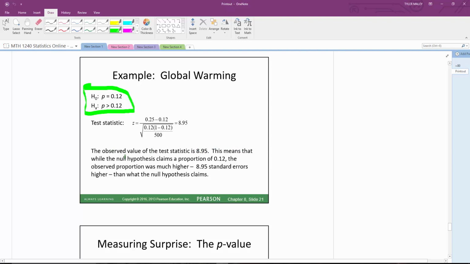This means that while the null hypothesis claims a proportion of 0.12, the observed proportion was much higher. It is 8.95 standard errors higher, which is really high, than what the null hypothesis claims.